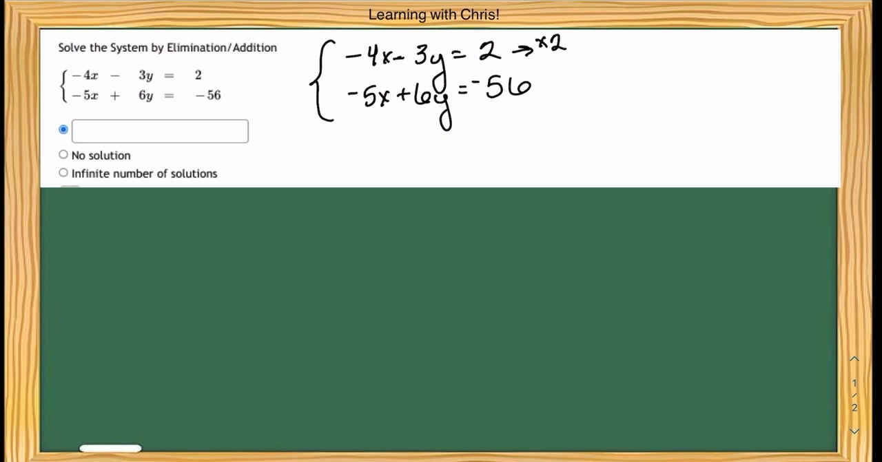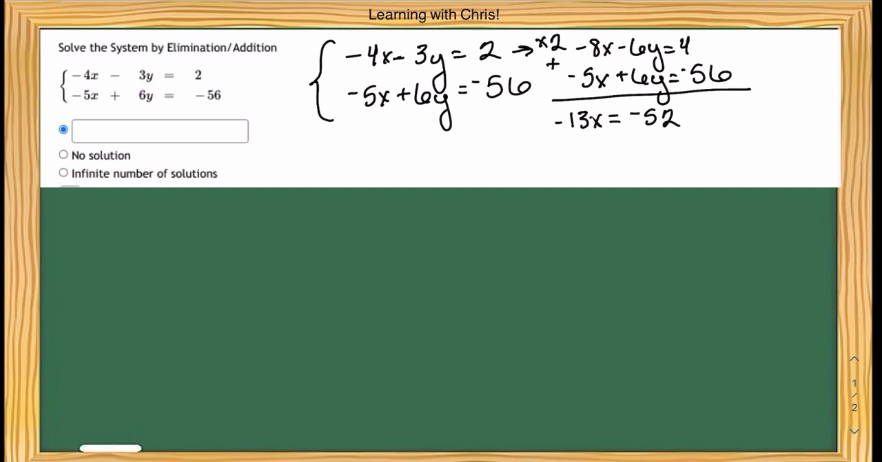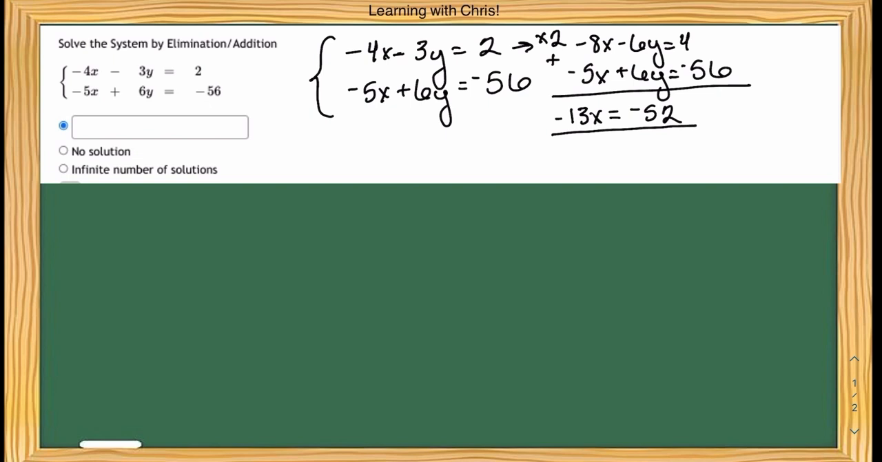So when we multiply this entire equation by 2, we end up with negative 8x minus 6y equals 4. We can now rewrite our second equation, negative 5x plus 6y equals negative 56, and we can add these equations together in order to cancel out the y variable, which leaves us with negative 13x equals negative 52. From here, we can divide both sides of this by negative 13, which will leave us with x equals 4.